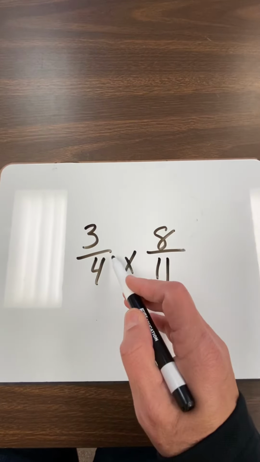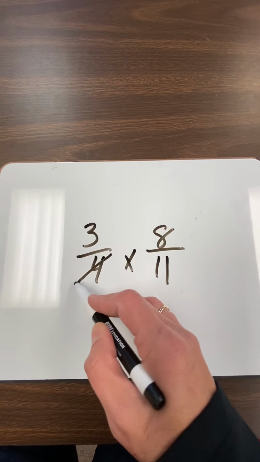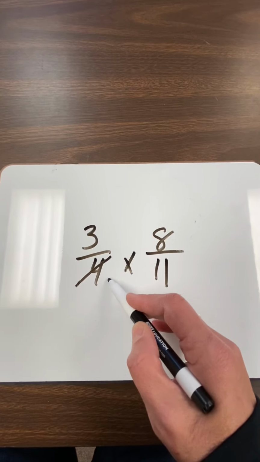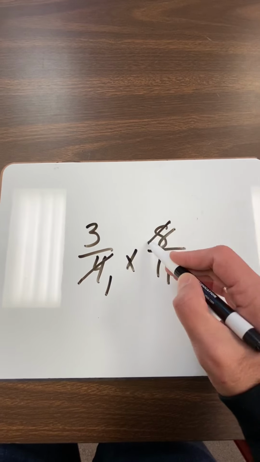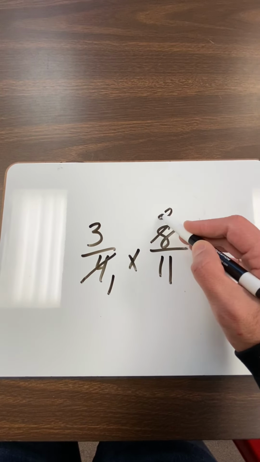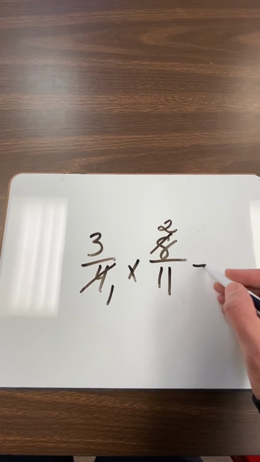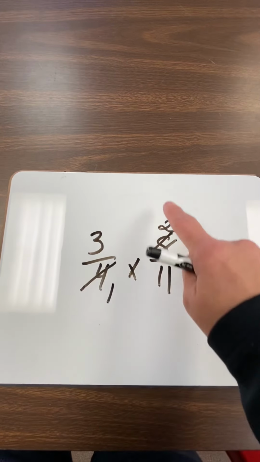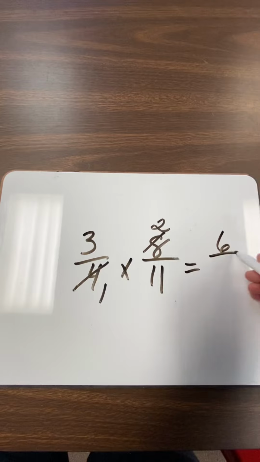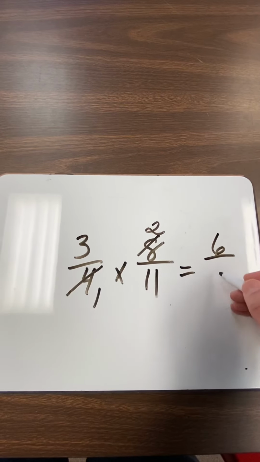So you can cancel out. 4 goes into 4 one time. 4 goes into 8 how many times? 2 times, right? So now we can multiply across. 3 times 2 is 6. 1 times 11 is 11.